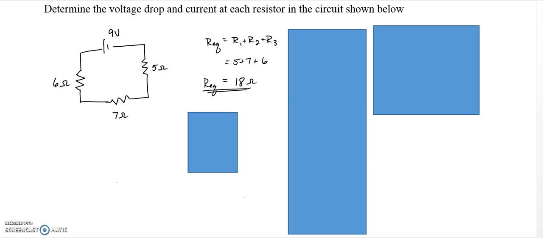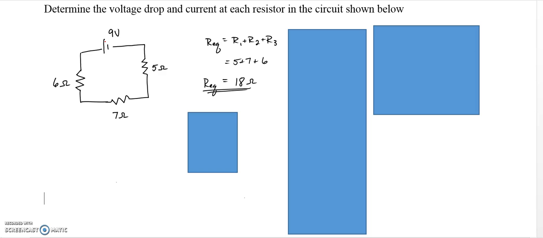I'm not going to tell you the answers, but I am going to tell you the very first step. The very first step is you need to find the equivalent resistance of the entire circuit, and to do that, you've got to figure out what type of relationship these resistors have to each other.